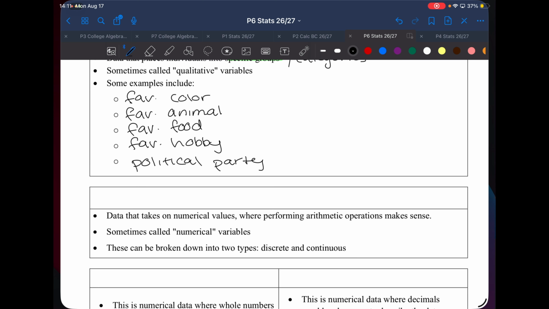Yep, where they graduated from. Yep, that would be another good one. Some more examples on this key are shirt size. So small, medium, large. Grades, but grades like A, B, C, D.